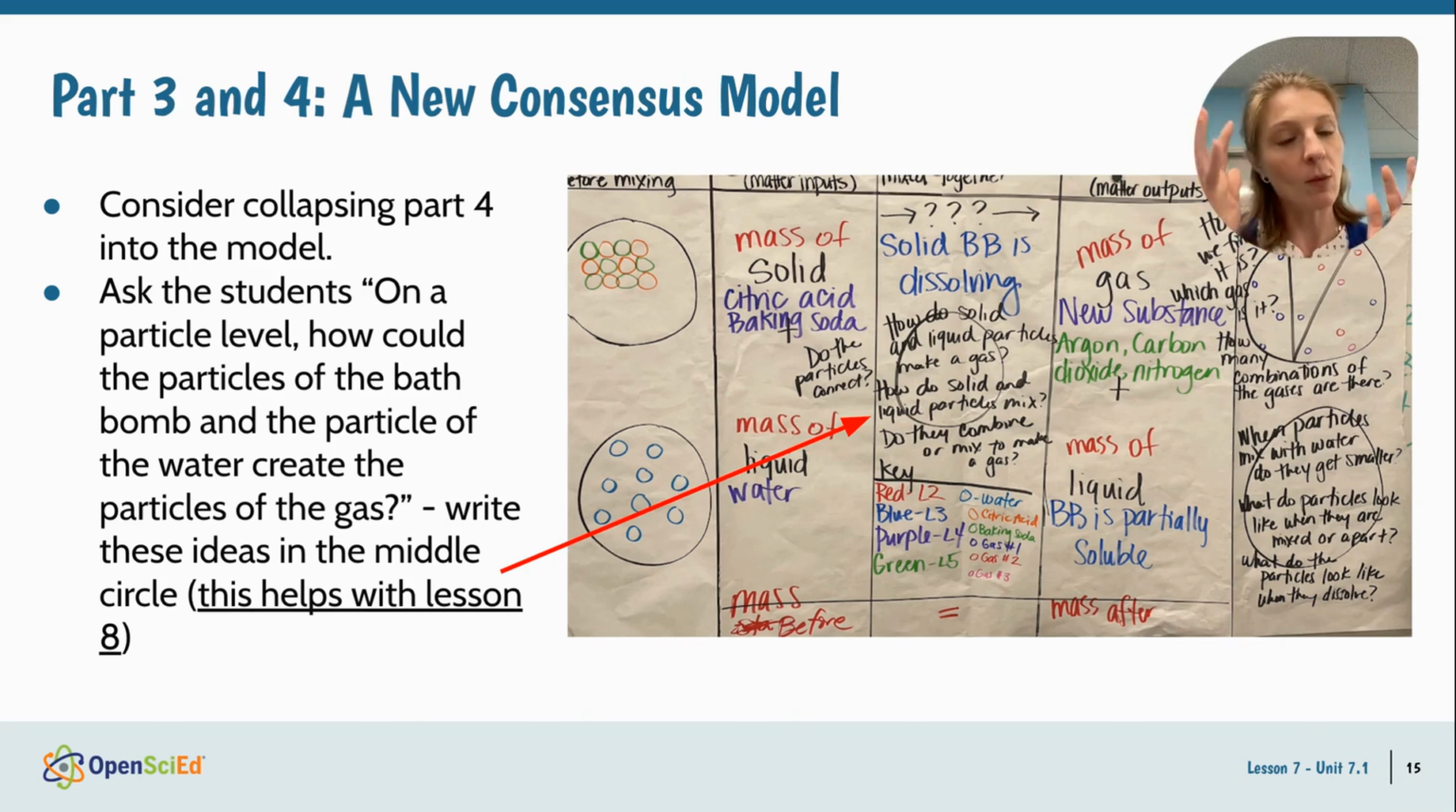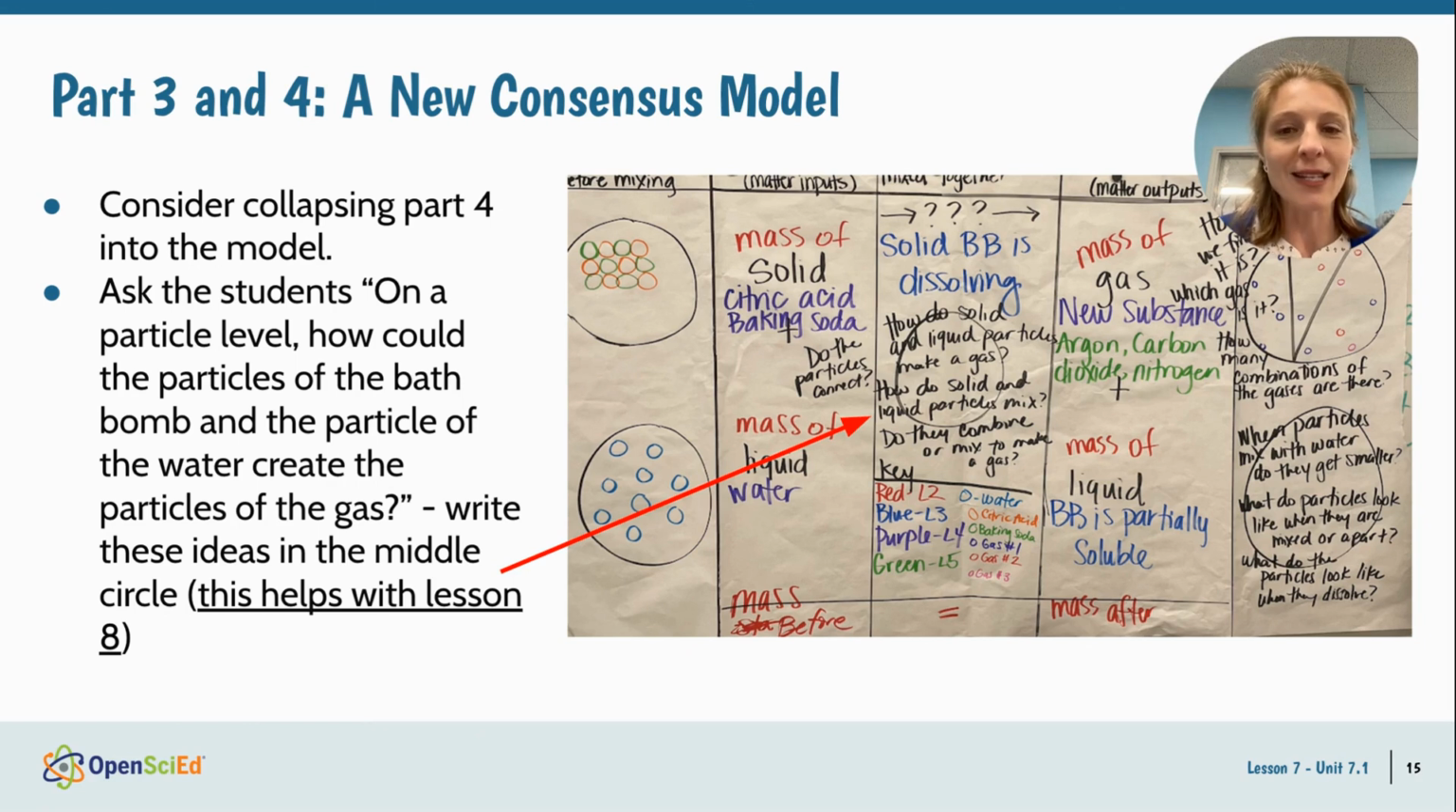Consider collapsing and redoing. In parts 3 and 4, you're going to be creating a new consensus model. That's where you open it up and you're now going to revise what the particles look like for both the inputs and the outputs. You may want to consider collapsing part 4 onto the model.